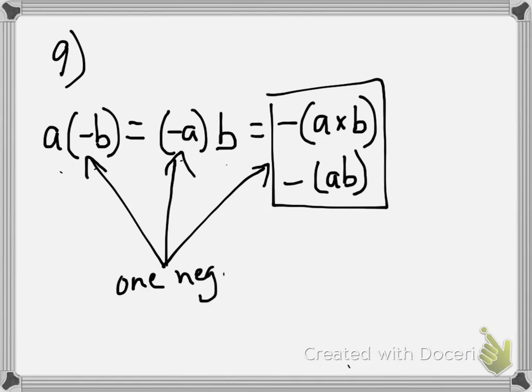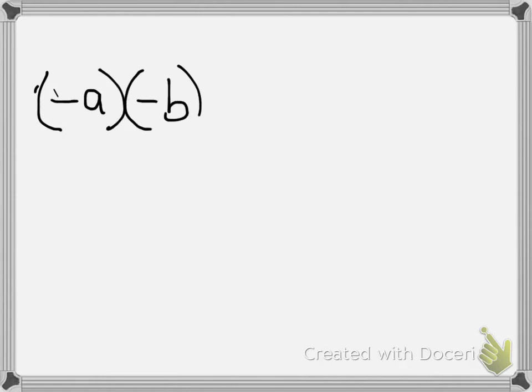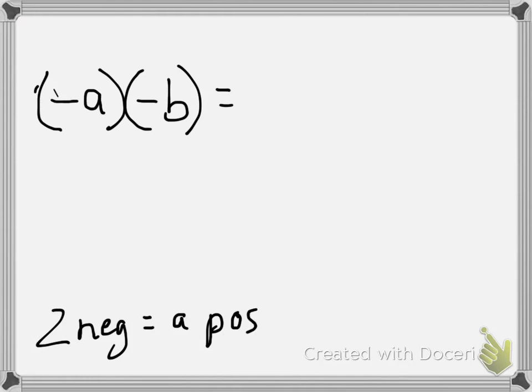Okay. For the second part, it says negative A times negative B equals. So this time we have two negatives. So negative A times negative B, when we get two negatives, that equals a positive. So two negatives equal a positive. So therefore, negative A times negative B equals AB.